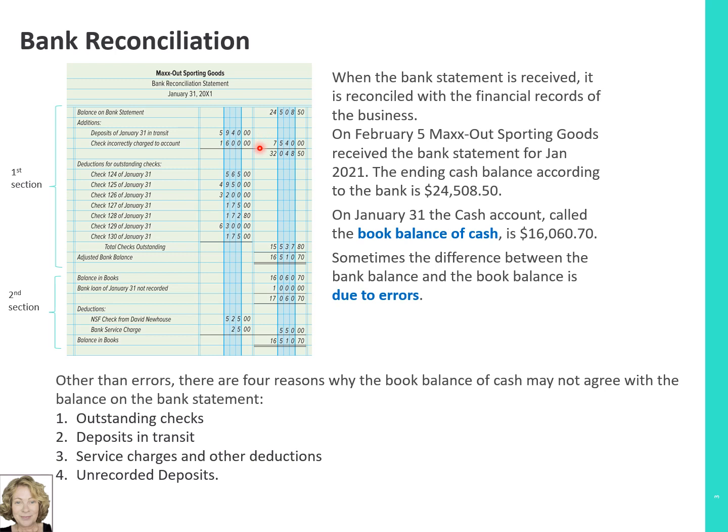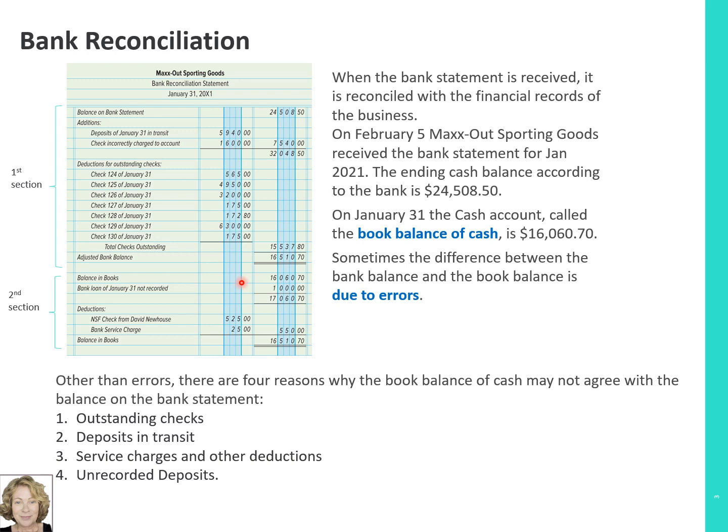Then we subtract any outstanding checks, meaning we issued the checks, but the bank hasn't cashed them yet. Here we see outstanding checks of $15,537.80. When we add the deposits in transit, the amount the bank owes us, and subtract the outstanding checks, we arrive at the adjusted bank balance of $16,510.70.